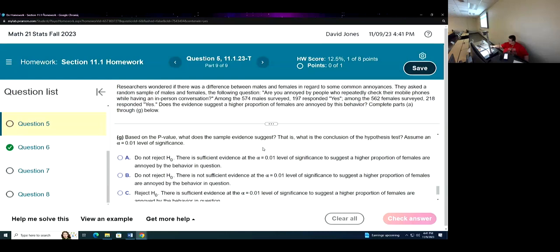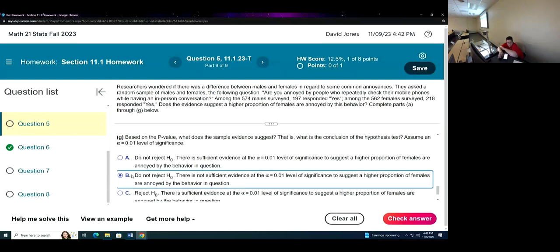So we want to go with the one that says not support HA, and HA was that females were higher than males. So we want do not reject H naught, that's one of the top two. And we want to go with not enough evidence. There is not sufficient evidence at the alpha equals 0.01 level of significance to suggest a higher proportion of females are annoyed by the behavior in question.